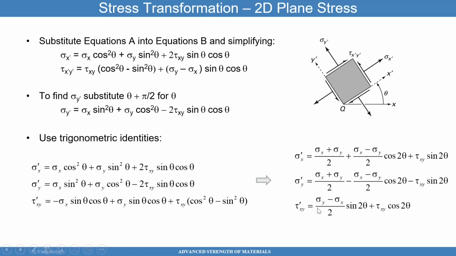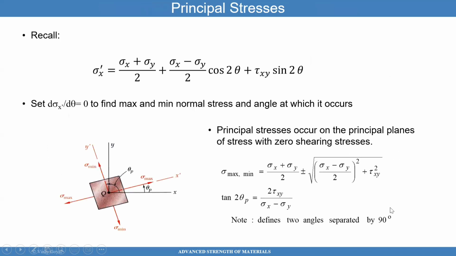You can see that there. If I make tau 0, I can calculate theta, and so I get the tangent of theta. Tangent 2 theta p equals 2 tau xy divided by sigma x minus sigma y, because shear stresses have to be 0 at the inclined plane. So I'm able to get the max and minimum principal stress by taking this derivative equal to 0.